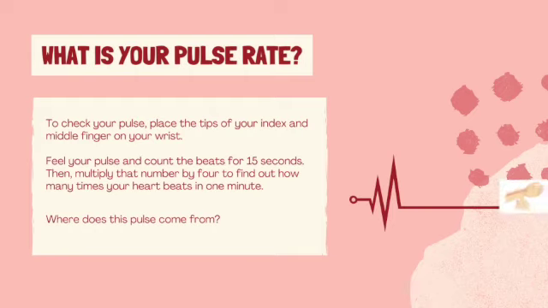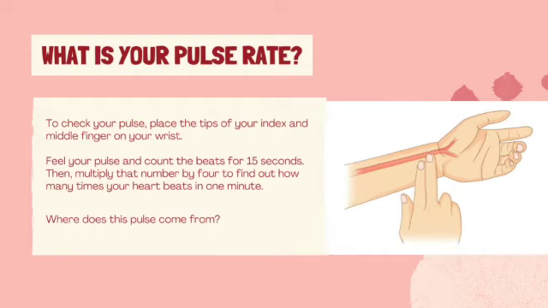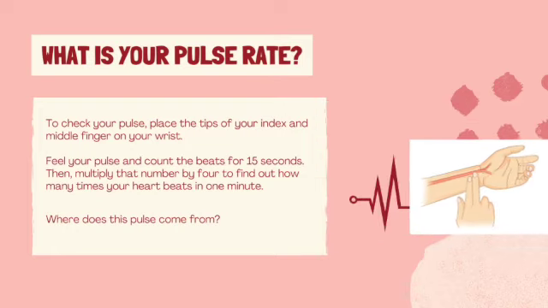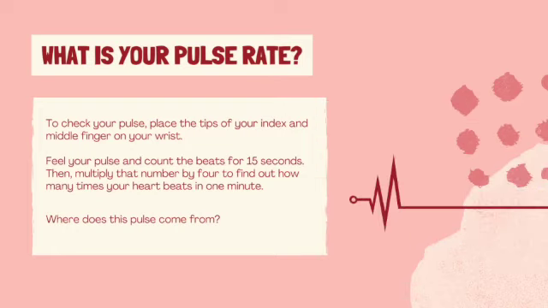What is your pulse rate? To check your pulse, place the tips of your index and middle finger on your wrist. Feel your pulse, and count the beats for 15 seconds. Then, multiply that number by 4 to find out how many times your heart beats in 1 minute. Where does this pulse come from?